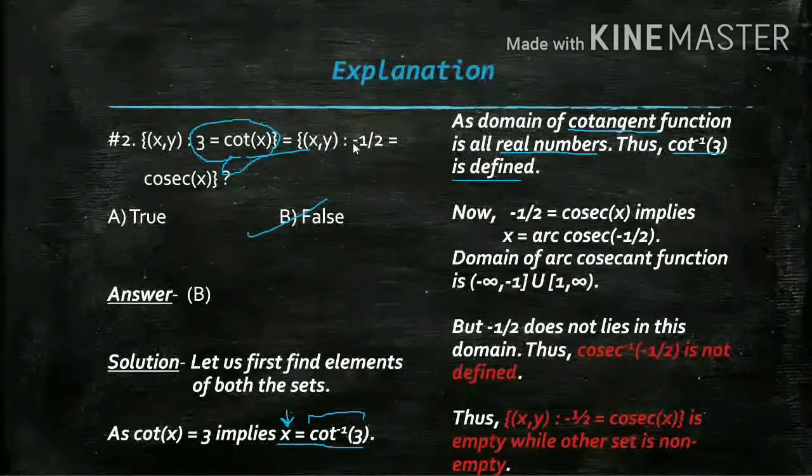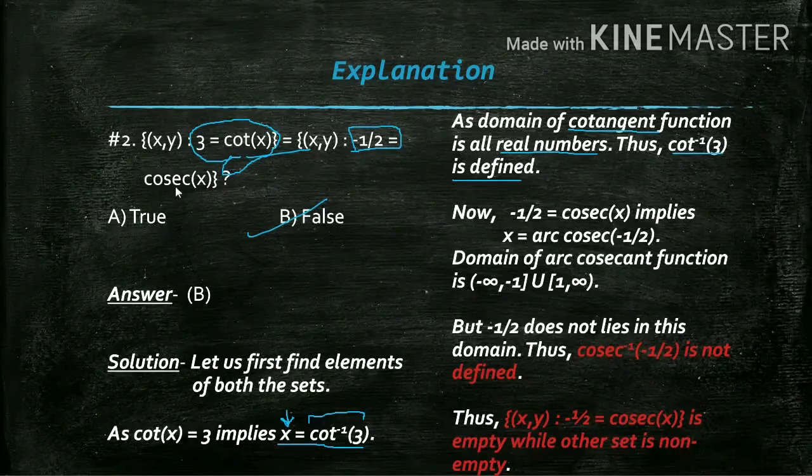Now, look at this another definition for the second set that is given to you. Minus half equals cosec x implies what? x would be cosec inverse minus half. Let's now first verify whether it's defined or not.